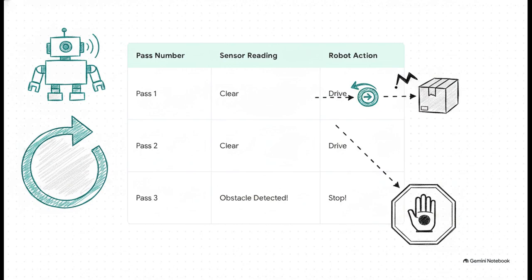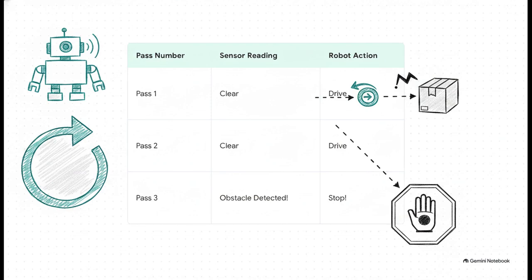By wrapping our conditional if statement inside a loop, that sensor check is reevaluated on every single pass. On pass 1, the sensor reading is clear, so the robot action is to drive. But instead of the program just ending right there, the loop sends the flow right back to the top. Pass 2, it checks again. Still clear? Keep driving. Then suddenly, on pass 3, boom, the box is dropped in front of the robot.